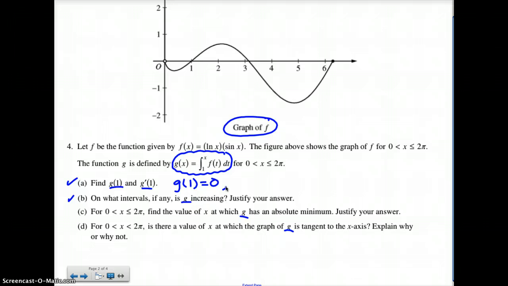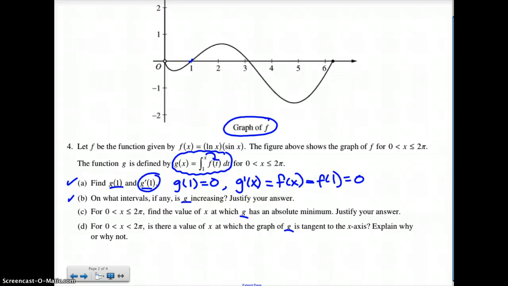And my derivative is just saying, well, what's the derivative at 1? But again, we've got our second fundamental theorem of calculus that says g prime of x is simply equal to f of x, which would be f of 1, which is also equal to 0. So that was 2 points, one for each of those being 0.